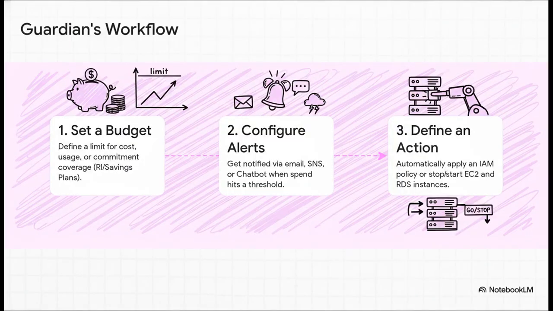And it's really straightforward. It basically works in 3 steps. Step 1, you set a budget. A dollar amount, a usage limit, whatever. Step 2, you set up an alert.